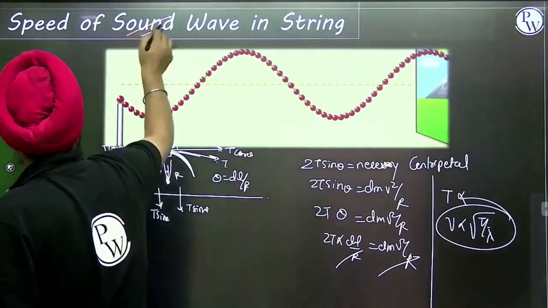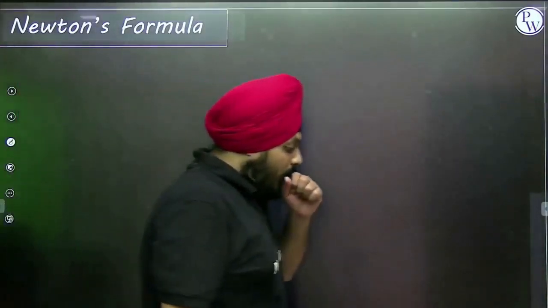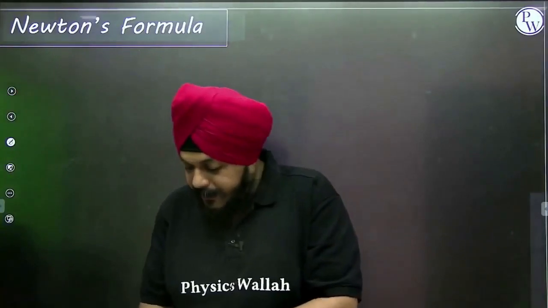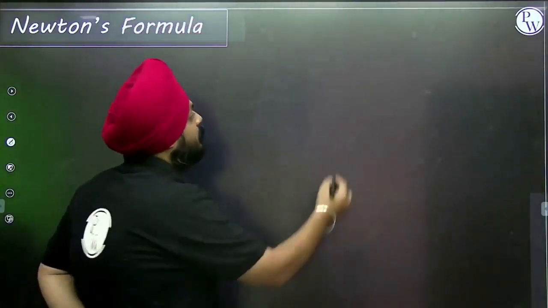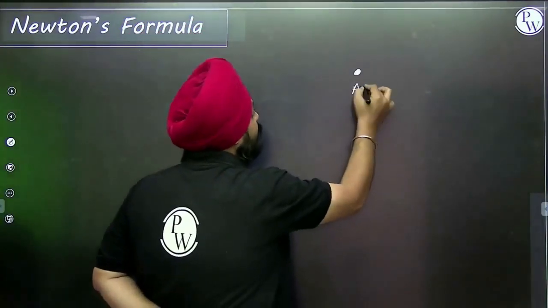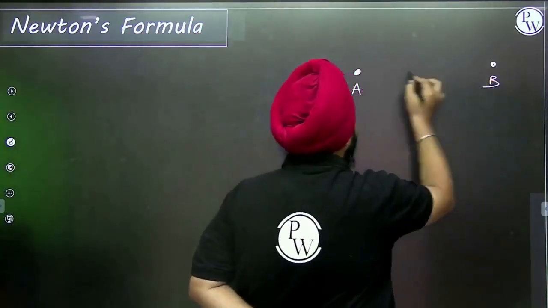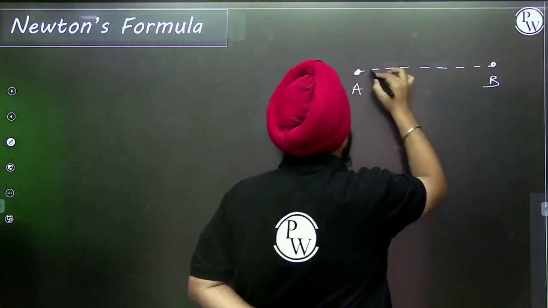Okay. Now let's move on. If I'm talking about the sound wave, then Newton gave us the formula. Now let's have the explanation of Newton's formula. Let's take an example in between A and B, if a sound wave is propagating.